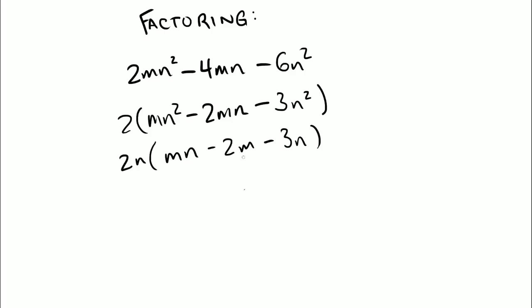Basically, all I can do is look at these two terms, isolate these two terms, so just imagine a little wall here, look at these two. Those both have m, so let's write again 2n, and then let's pull an m out of there, and then you've got n minus 2 minus 3n. And that's basically as factored as I think it's going to get.